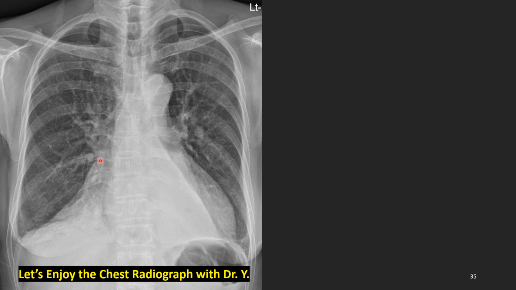Okay, on the right side, we have just finished right combined collapse. This is minor fissure, major fissure, middle collapse, lower collapse, and distinct hilum and hyperinflated right lung, and also hyperinflated left upper lobe. Yes, triple collapse.